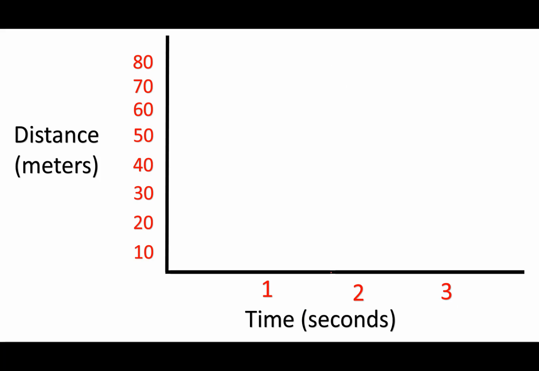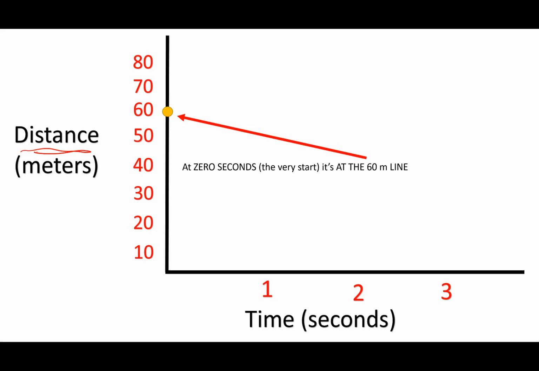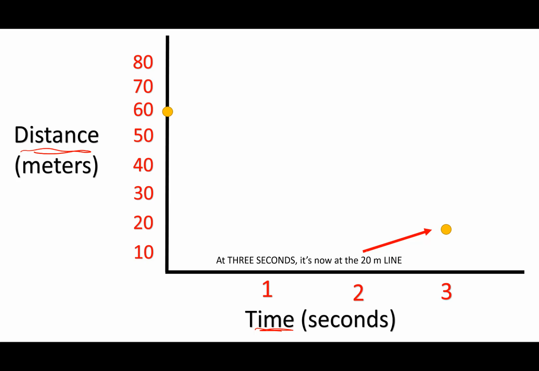We'll just think of the process. At the very beginning, 0 seconds, it was at the 60. So we know for sure this is how far away it was at that time. We also know that 3 seconds later, now it's at the 20.